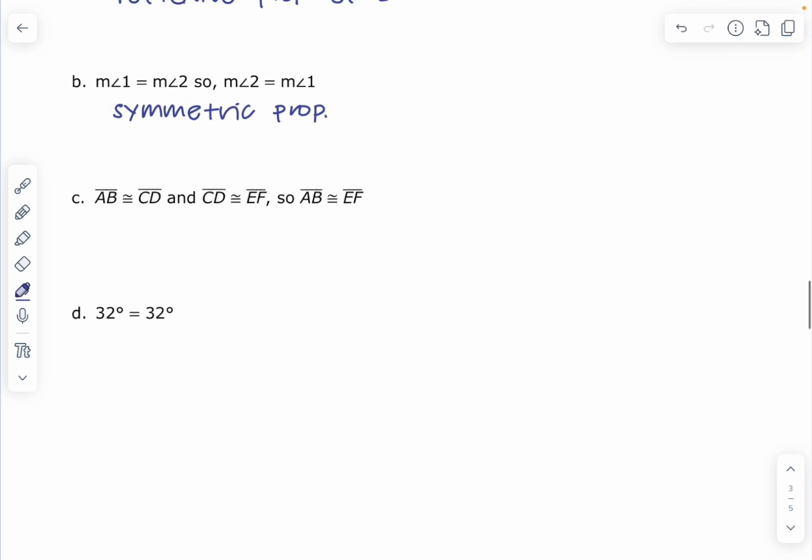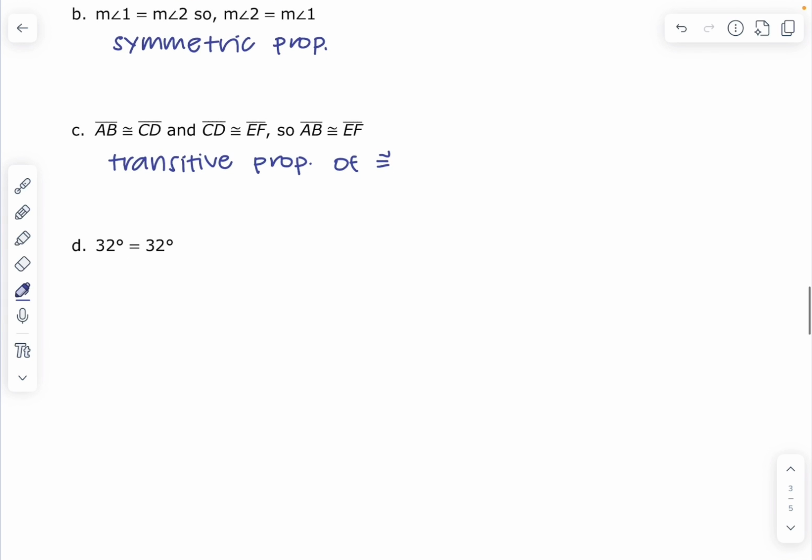Okay, C says that segment AB is congruent to segment CD, and segment CD is congruent to segment EF, so segment AB is congruent to segment EF. That would be our transitive property, once again, of congruence. And then lastly, we're told 32 degrees equals 32 degrees, and there is our reflexive property again.